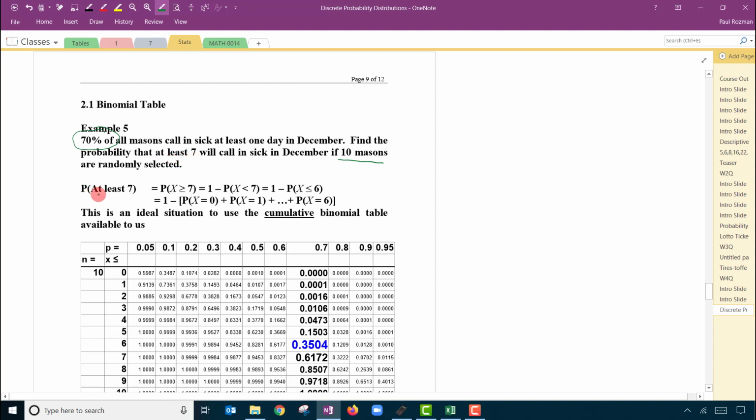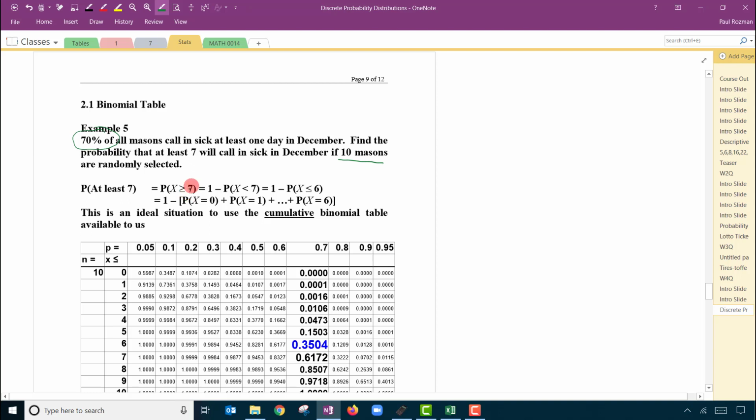So we want the probability of at least 7 Masons calling in sick. Writing that in more mathematical notation, let X be the number of Masons who call in sick. So we want the probability of X being greater than or equal to 7.